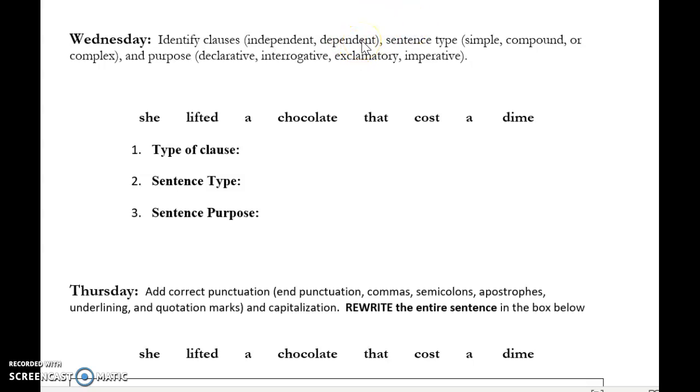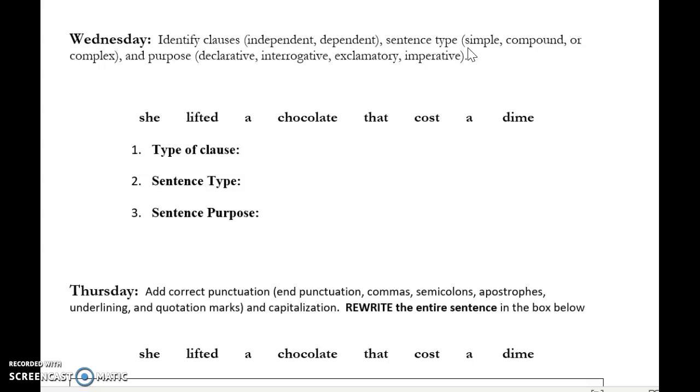So use Tuesday to help you. If it has a subject and a predicate, it's going to be independent. If it only has one or the other, it's dependent. After that, then decide, is it a simple sentence, compound sentence, or complex sentence? Like I said before, there's no punctuation in here. However, is there a conjunction? If there's not a conjunction and there's only one subject and one predicate, it's going to be simple.